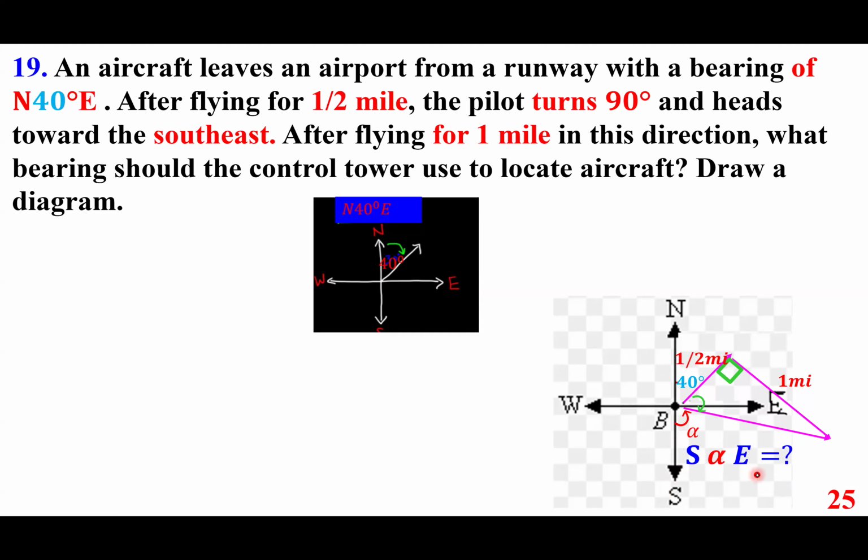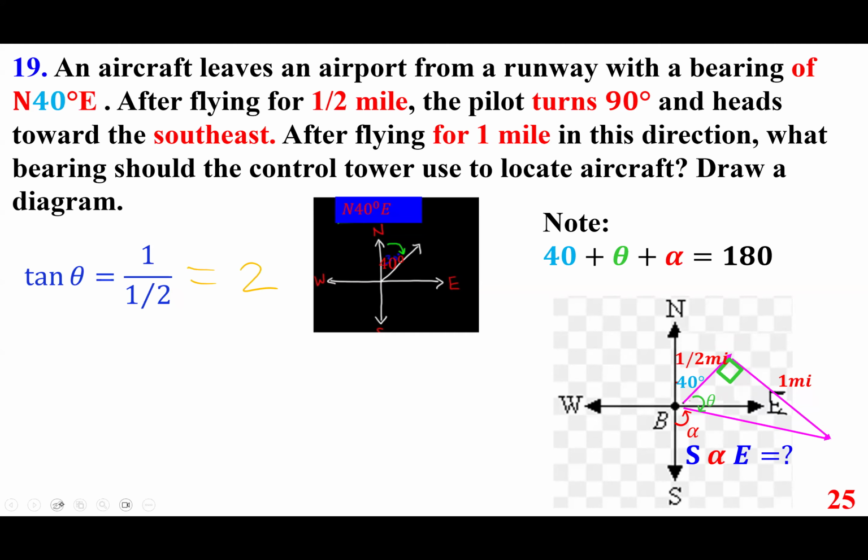Now, how do we find alpha? Well, this is 40 degrees, everybody. This is angle theta. This is angle alpha. The three, they add up to 180 degrees. The blue one, the green one, the red one, they all add up to 180. And as long as we have theta, we can get alpha. So how do we get theta? Look at this triangle. Again, tan of theta is the opposite 1 over the adjacent 1/2. And as you know, 1 over 1/2 is 2. Therefore, theta is tan inverse of 2.